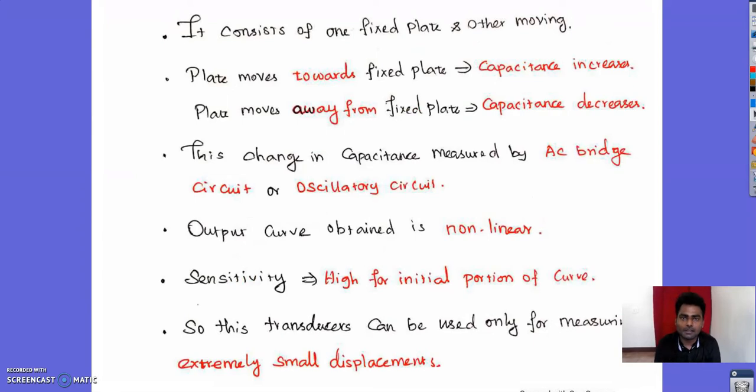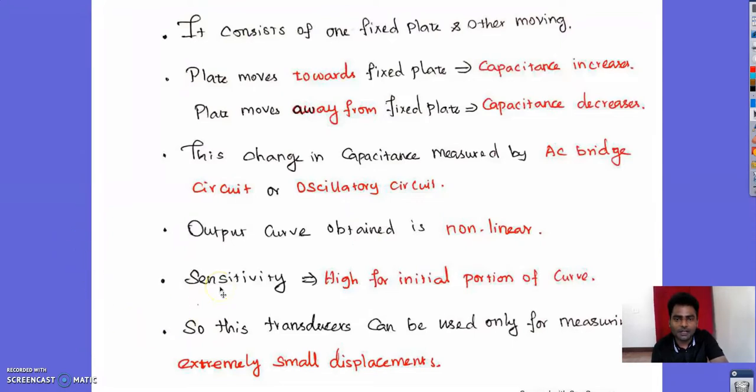As I said earlier, this is the construction. It consists of one fixed plate and one moving plate. When the plate moves towards the fixed plate, the capacitance increases, and when the plate moves away from the fixed plate, the capacitance decreases. This change in capacitance is measured with the help of an AC bridge circuit or oscillatory circuit, and then it is converted into electrical output. The output curve obtained is non-linear, as we have seen in the graph.